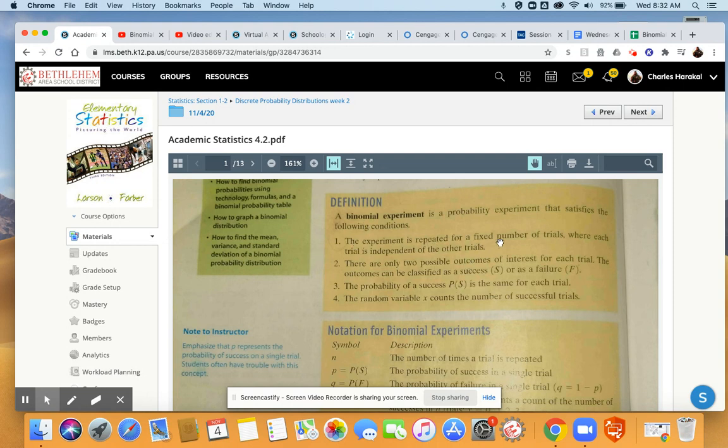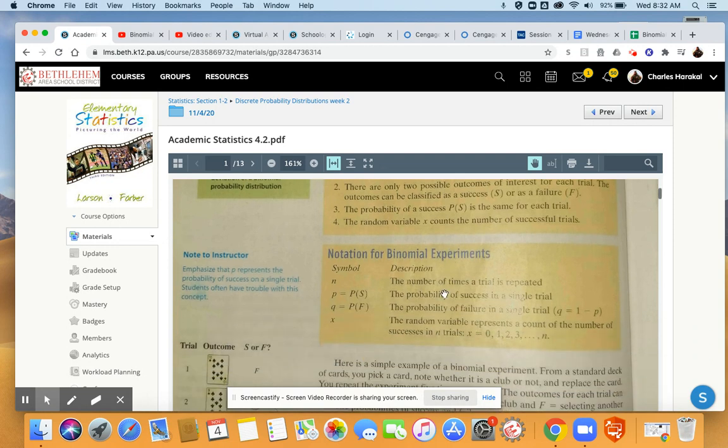Experiment is repeated for a fixed number of trials. Each trial is independent of the others. There are only two possible outcomes for each trial, success and failure. Probability of success remains the same for each trial, so you can't be flipping a coin and rolling a die because it changes. The probability of success would be different for each trial. And the random variable, in this case, counts the number of successful trials. We want to know how many successes occur.